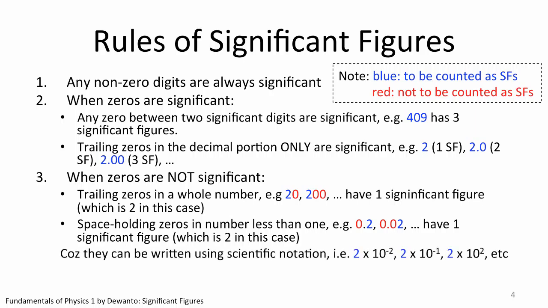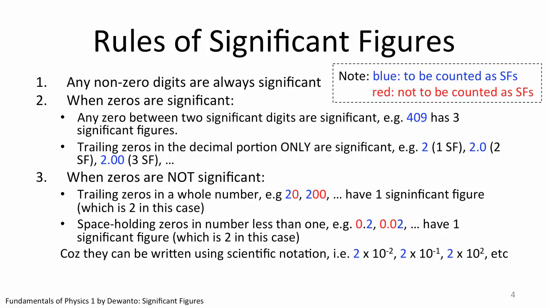20 can be written as 2 times 10. 200 can be written as 2 times 10 to the power of 2. Or 0.2 can be written as 2 times 10 to the power of negative 1. And 0.02 can be written as 2 times 10 to the power of negative 2. In this regard, it is now clear that the significant figures in those numbers are only the digit 2. The 0 at the back and at the front determine the power of ten, but do not contribute to the numerical precision of the number.